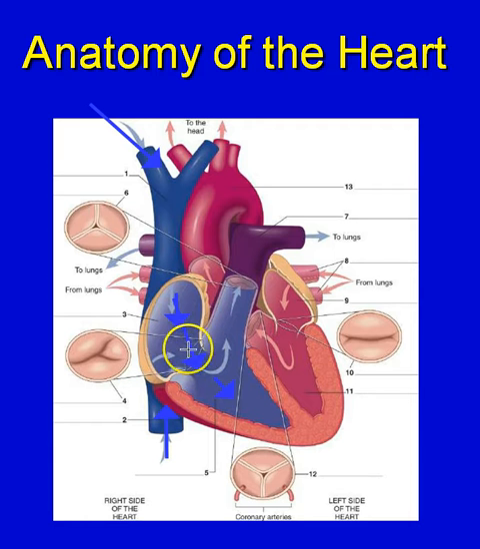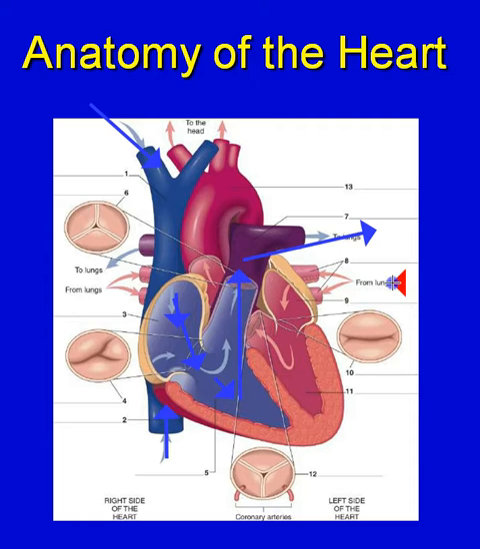This keeps the blood flowing in the right order. So that valve opens up, the blood comes through, and it closes. Once it's in the right ventricle, it will move through the pulmonary valve and then out into the lungs. Once it gets in, it will lose carbon dioxide.